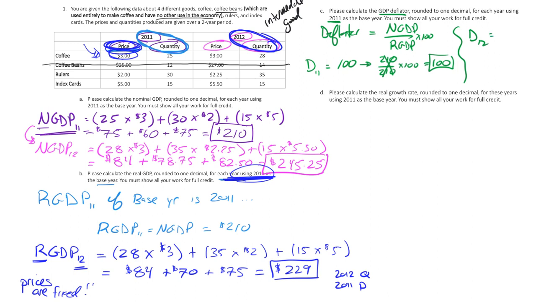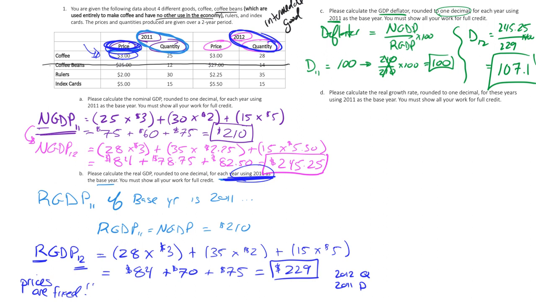Deflator for 2012. Well, now we've got to take nominal, which was 245.25. We divide that by the real, which was 229, times that whole thing by 100. We'll use our calculator here and round to 1 decimal place, I think is what I'm asking for. And so we end up getting 107.1. That's going to be our deflator. Note that there are no units on this. This is just a number. It's an index. We'll go over in a different video what that exactly means.